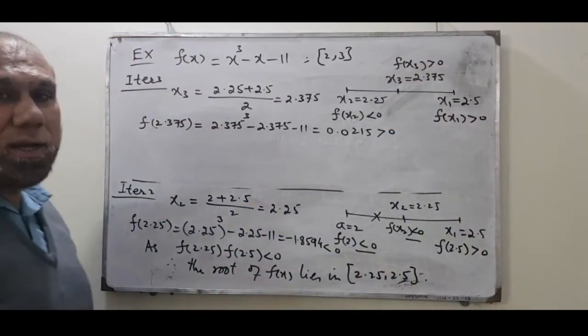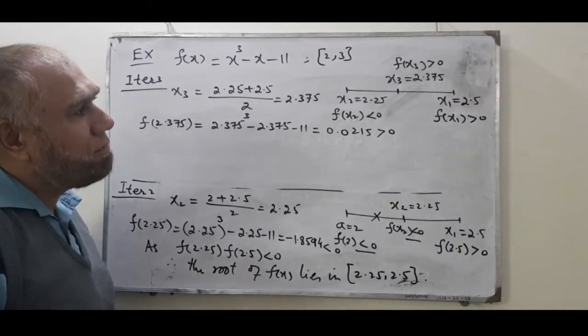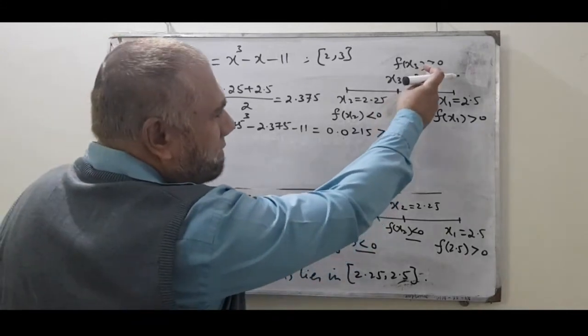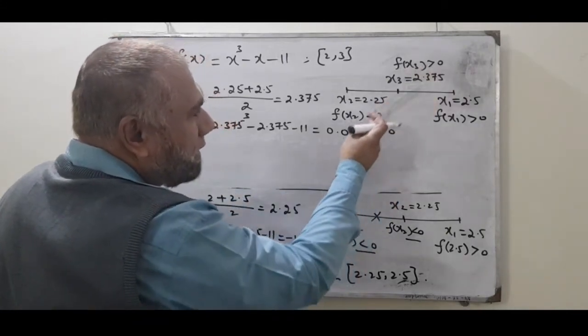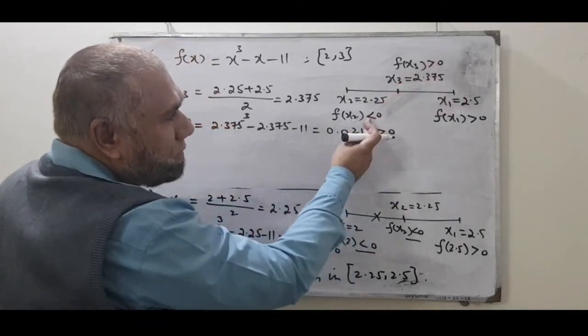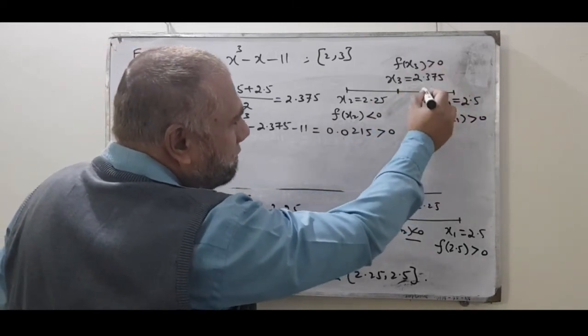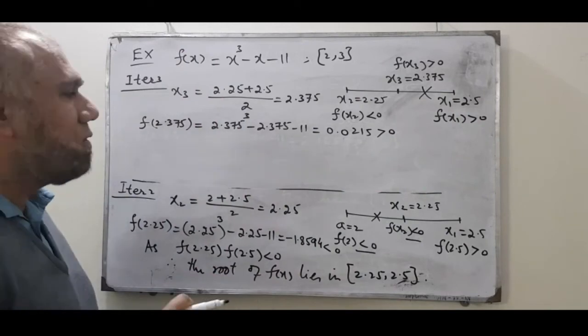Now I hope you can understand and decide for yourself which part you have to keep and which you have to drop down. You have to look at the sign. Here we have the opposite sign, but here we have the same sign. The same sign section will be dropped down. Opposite signs you have to keep.